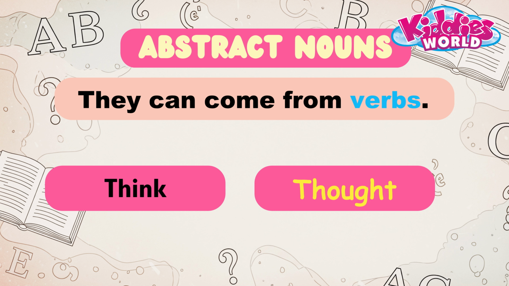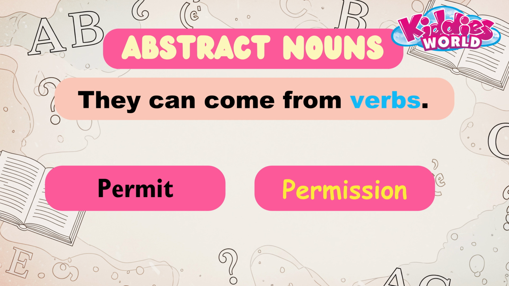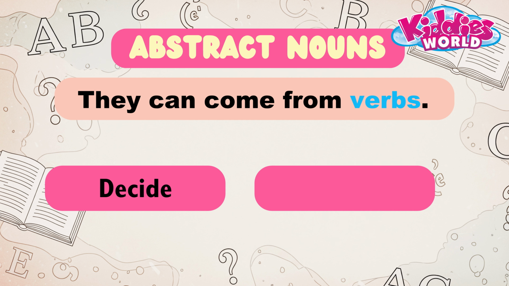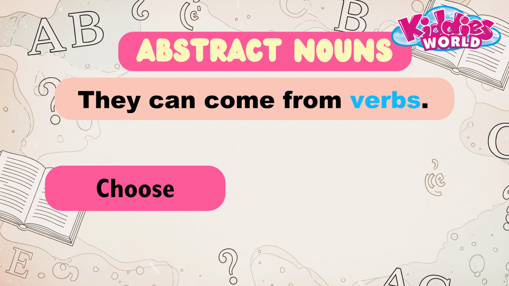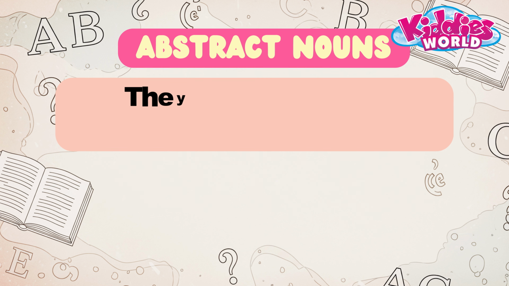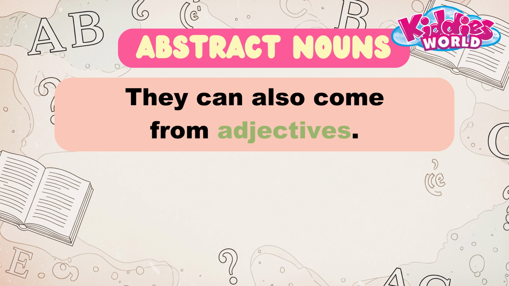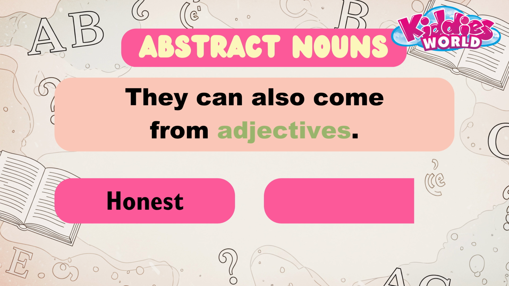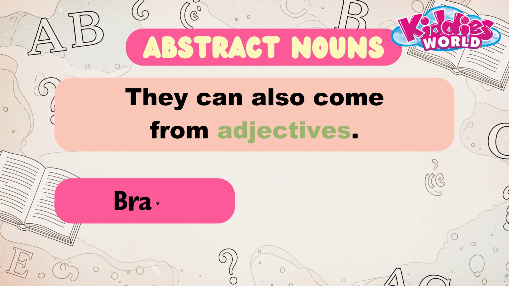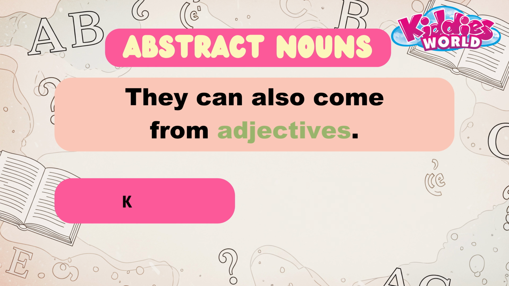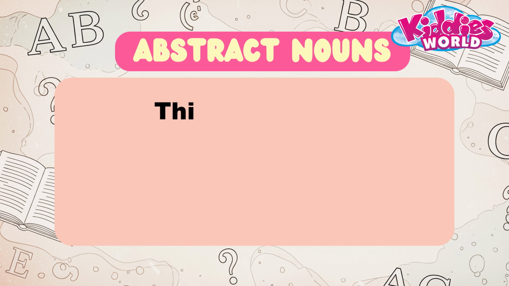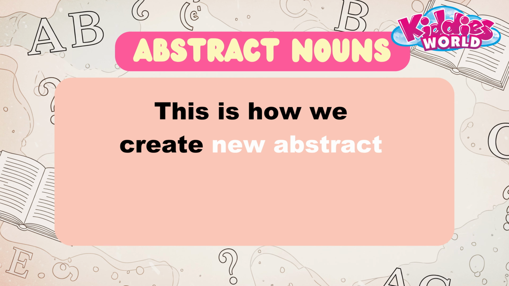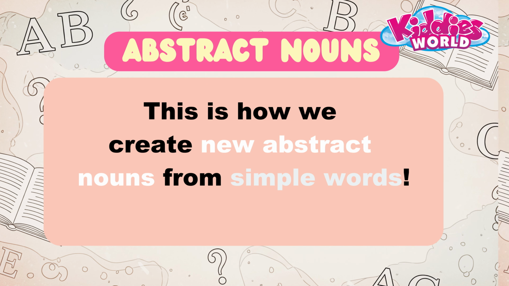Think becomes thought. Permit becomes permission. Decide becomes decision. Choose becomes choice. They can also come from adjectives. Happy becomes happiness. Honest becomes honesty. Brave becomes bravery. Kind becomes kindness. This is how we create new abstract nouns from simple words.